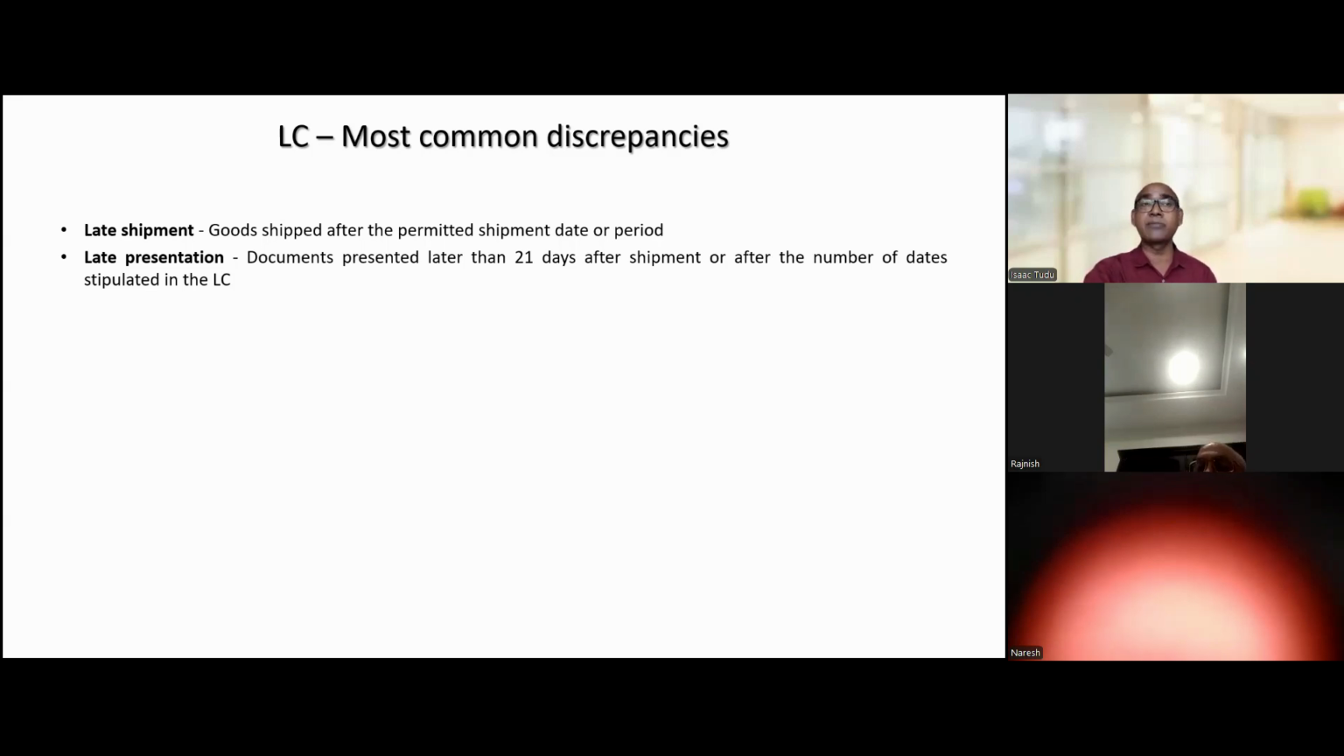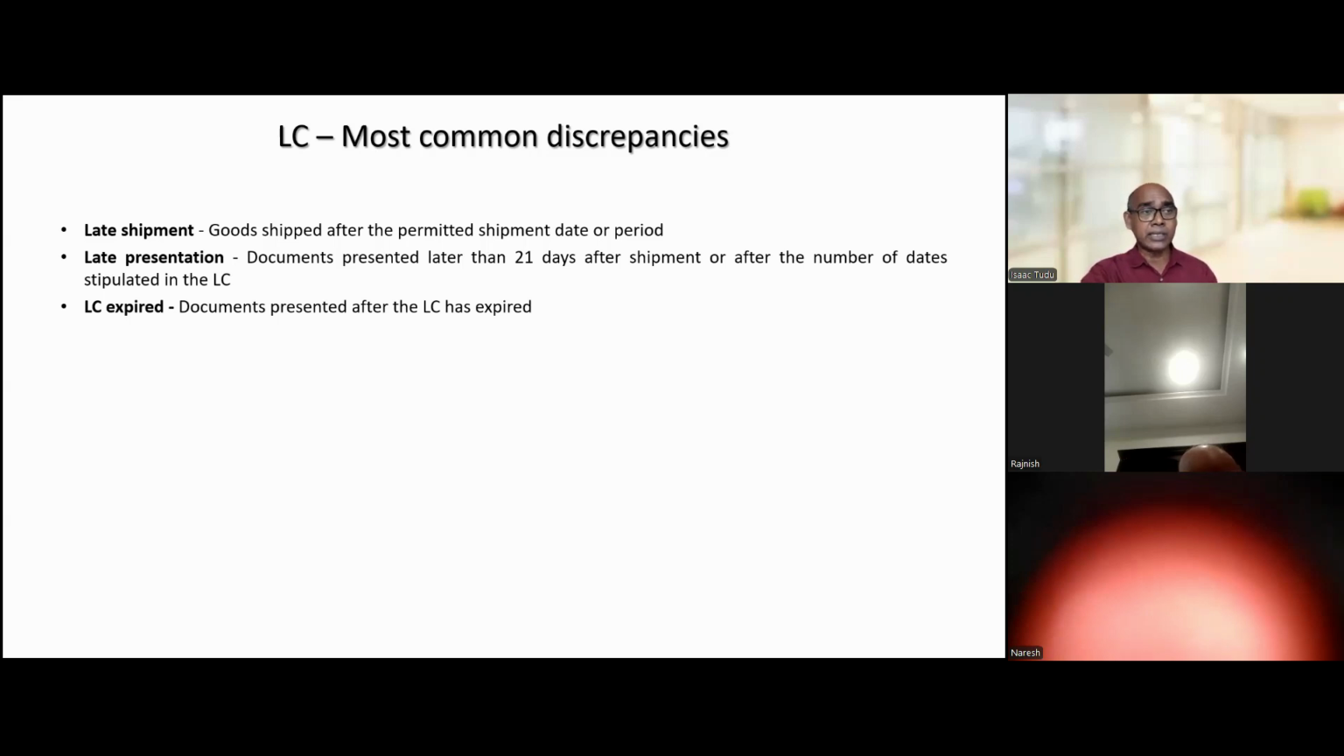But one more thing we need to understand, documents must be presented within 21 calendar days after the date of shipment. If the LC expired and we have submitted the documents only after expiry of the LC, right? The LC is no more in existence. These are common things. I mean, not intentionally we do it, right? It happens. Few of the things will not be in our hand.